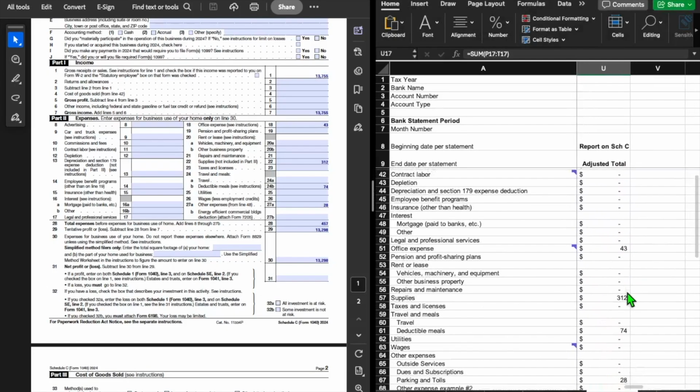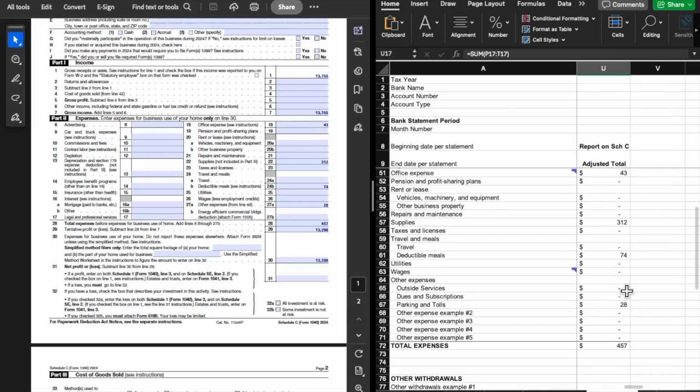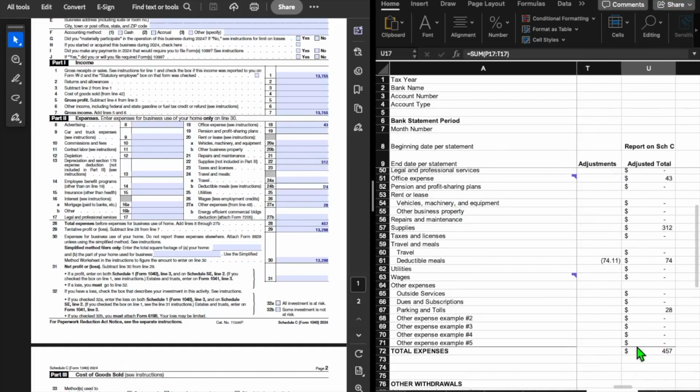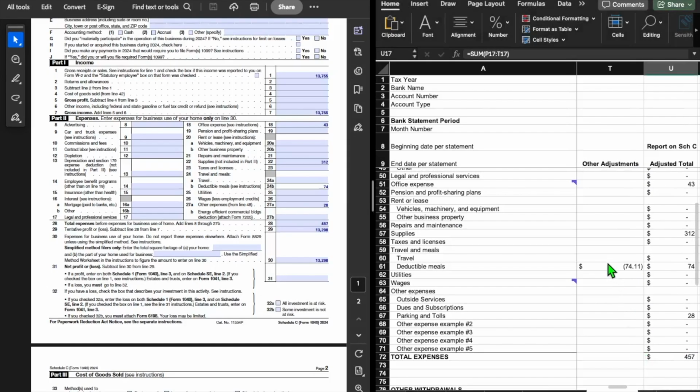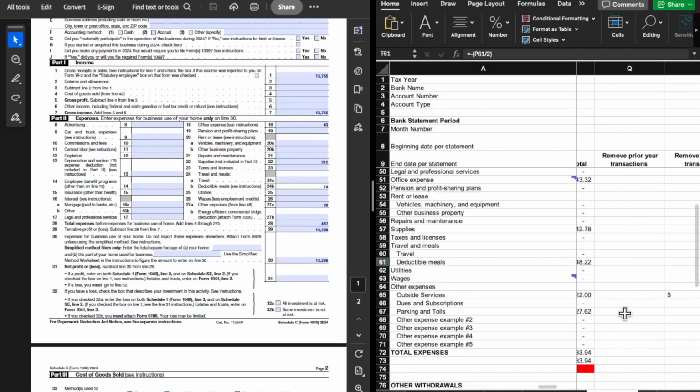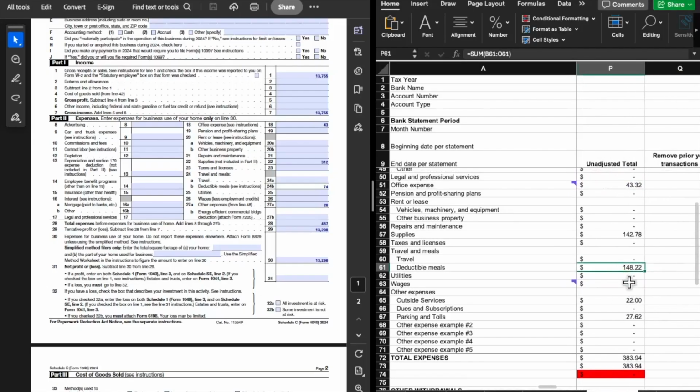And then we're going to have $43 of office expense. That's right here. Next is supplies of $312. After that is deductible meals. And again, remember that we have to do an adjustment. I already have the formula here to automatically adjust meals expense because per law, only half of meals is deductible.